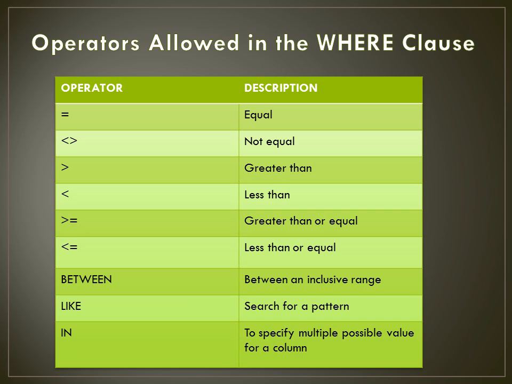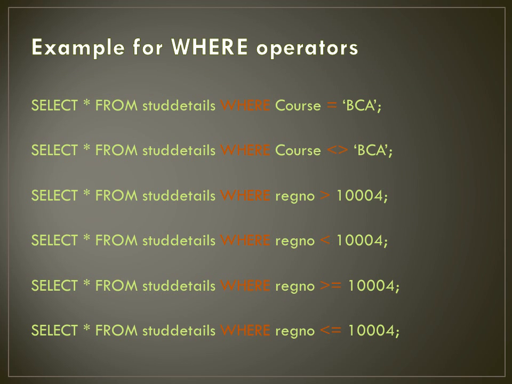Operators allowed in the where clause: equal to, not equal to, greater than, lesser than, greater than or equal to, lesser than or equal to, between, like and in. Example for where operation. Select star from student details where course is equal to BCA. This query will return the student records who have chosen the course BCA.